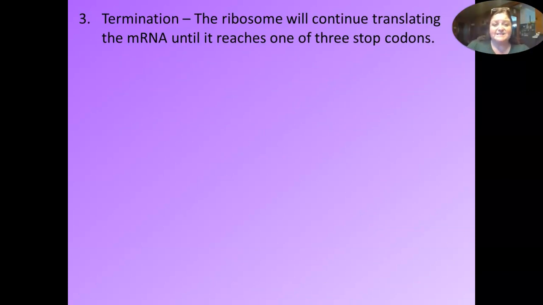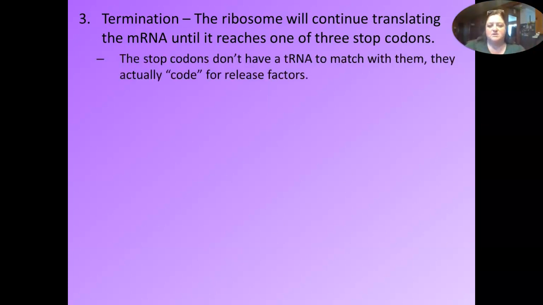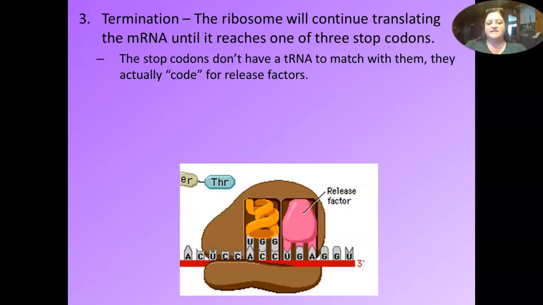How does it know when to stop? Because the RNA piece is actually long. If you remember, it has a cap and a tail. Does it decode the tail? It knows when to stop when it reaches one of the 3 stop codons. There are 3 of the 64 possible codons that don't match to any amino acid. They don't match to a tRNA that's carrying anything. They code for something called a release factor.